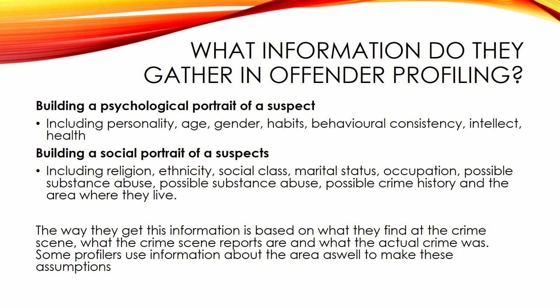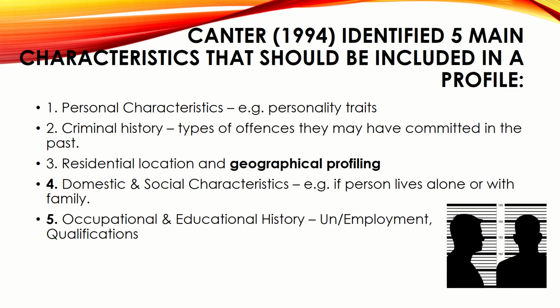So you're going to be looking at all of those, and you are going to be trying to identify and assume things about the criminal at the crime scene and explain why you've given me those reasons for who this person is. Okay, so Canter in 1994 identified 5 main characteristics that should be included in a criminal profile.